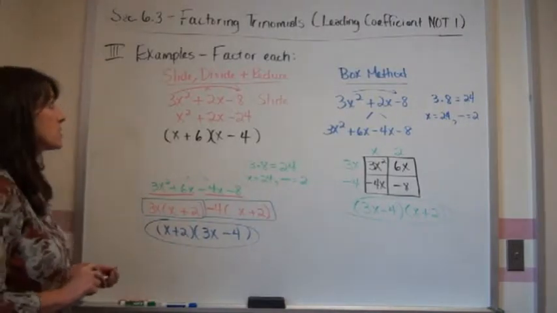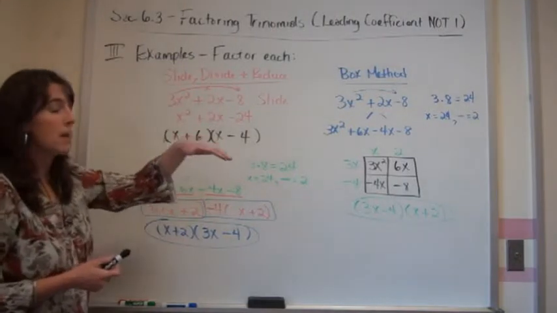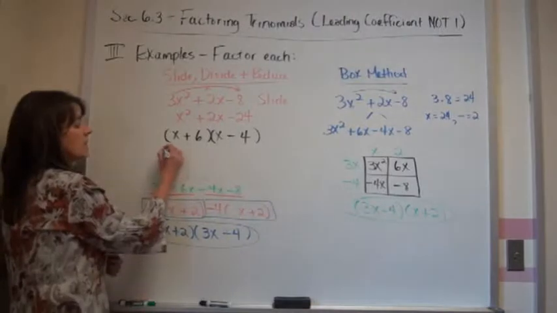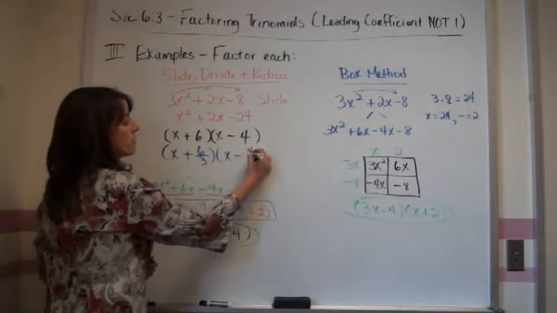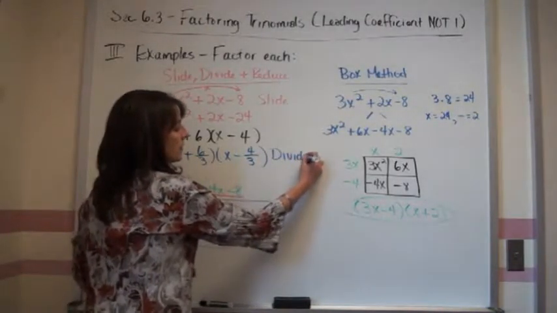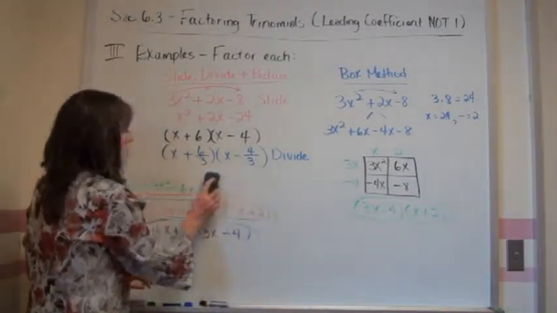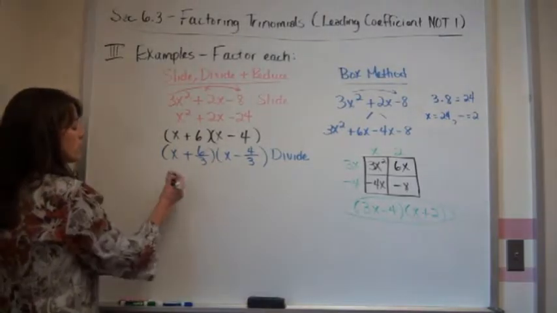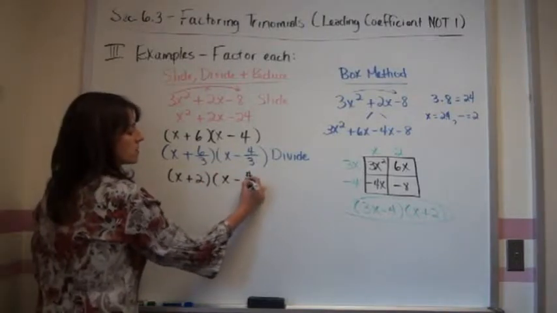But now what happens is, with slide, divide, and reduce, I need to divide the 3 out, or the 3 that I multiplied out, I need to divide it back in. So here comes the division part. I'm going to take it and divide it into the 6, and I'm going to divide it into the 4. There's your divide. But remember, the reducing part is incredibly important. So what I'm going to do now is reduce those fractions. 6 divided by 3 does reduce to a 2, and 4 over 3 does not reduce.